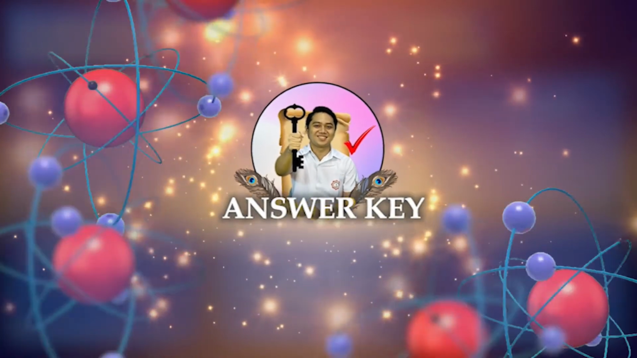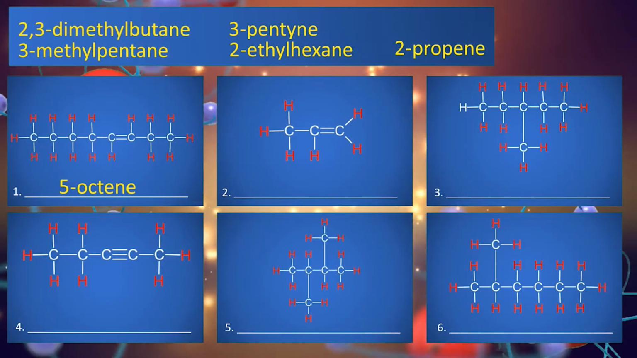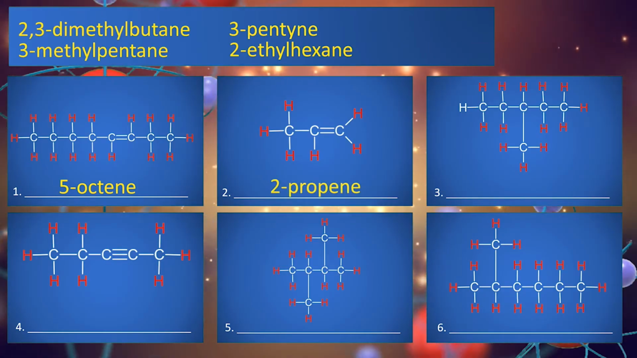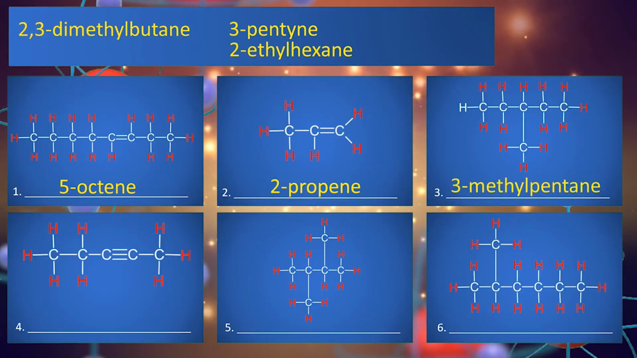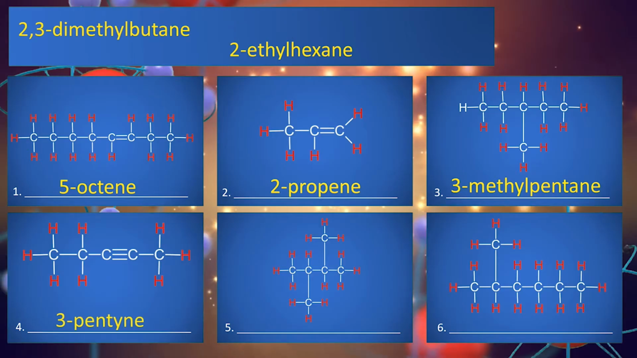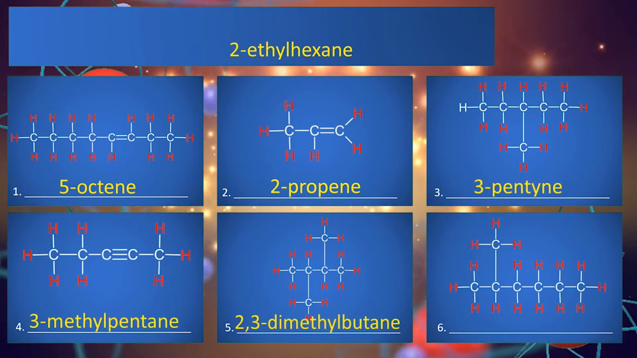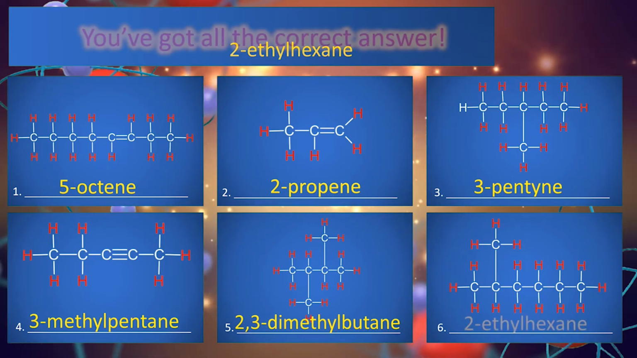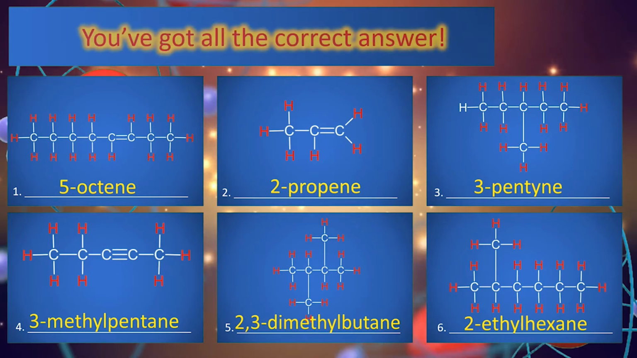Check your answers on the screen. Number 1, 5-octene. Number 2, 2-propene. Number 3, 3-methylpentane. Number 4, 3-pentyne. Number 5, 2,3-dimethylbutane. And 6, 2-ethylhexane.